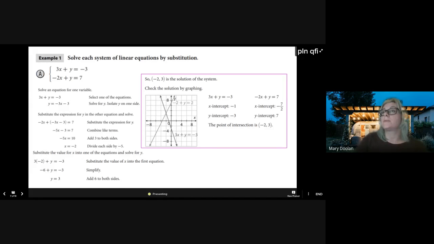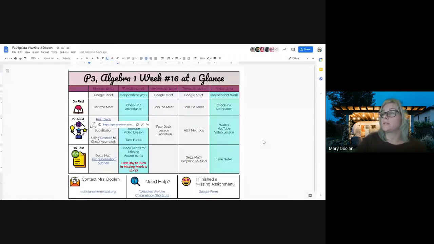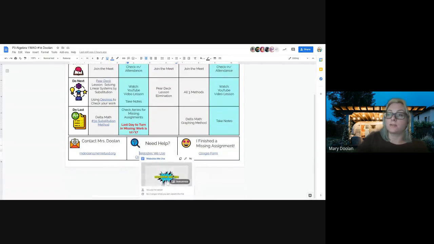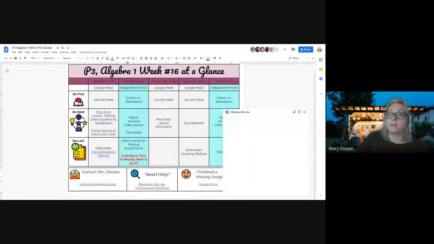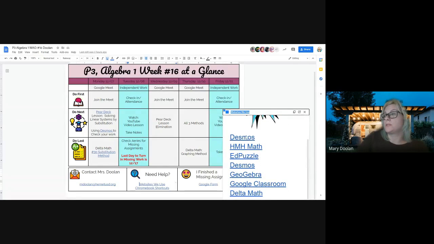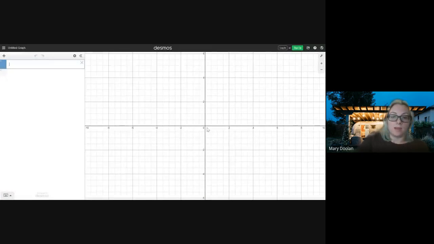I'm going to come right here to our week at a glance. Just so you guys know, we have websites that we use all the time on here, and they'll just pop up. So if I open this, websites we use, Desmos. I'm going to go to desmos.com. When you go to the site, this is the graphing calculator. The link that I shared with you on the week at a glance will take you here directly.